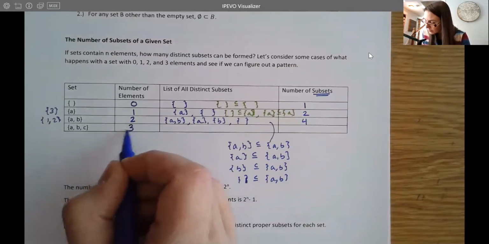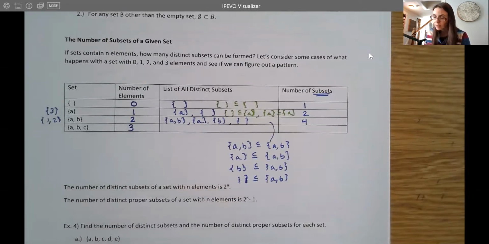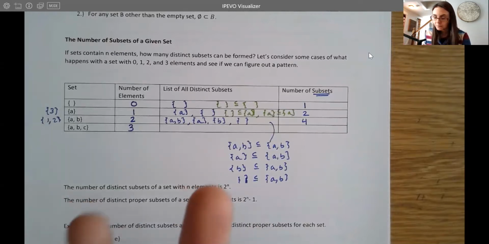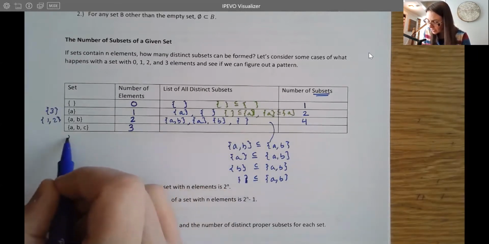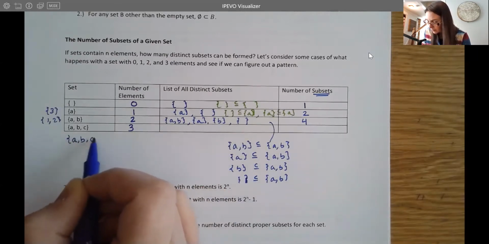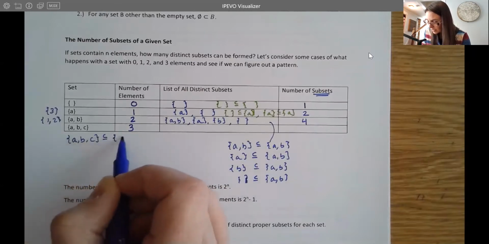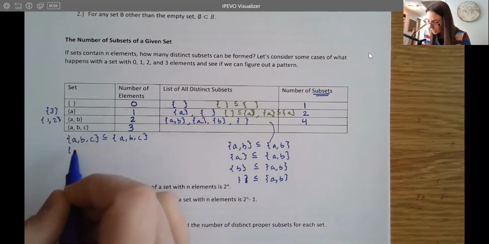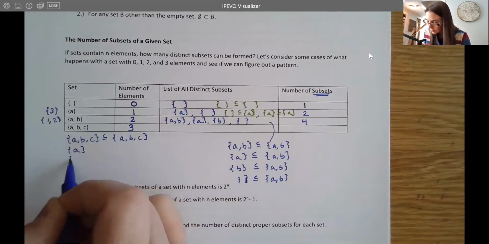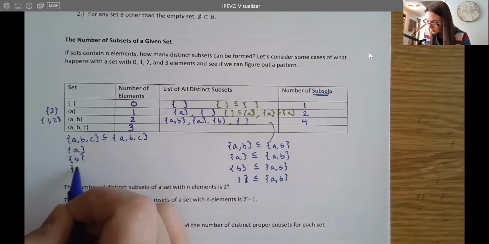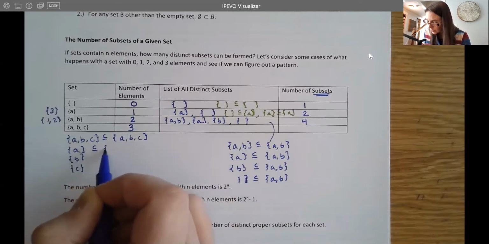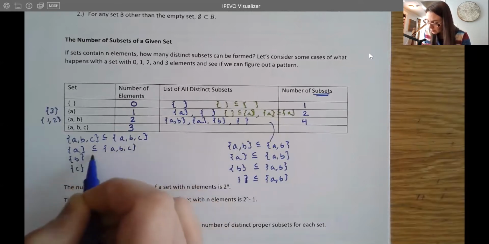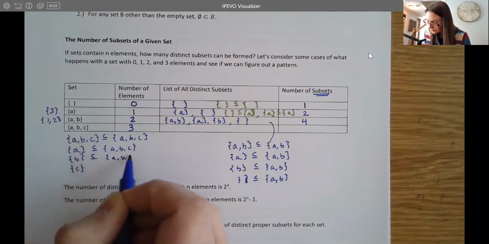And in the last case, we have 3 elements. So let's see the sets that we can make there. And I'm actually just going to write it over here. I think it'll be easier to see. So the first thing I could do is I can always take the original set. Okay, so the original set is contained in the original set. I can also take each of the elements individually, right? Because all of those are contained in the original set.